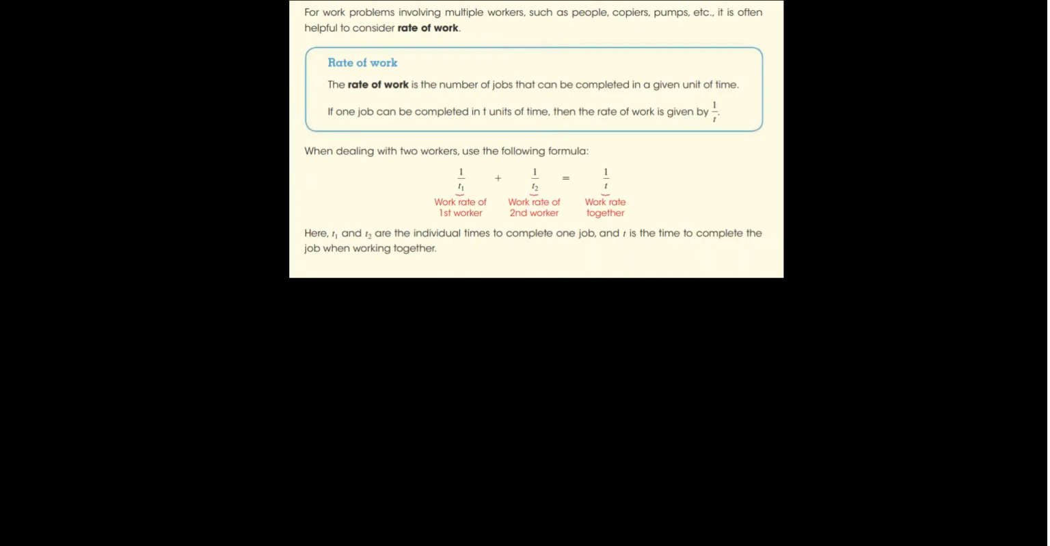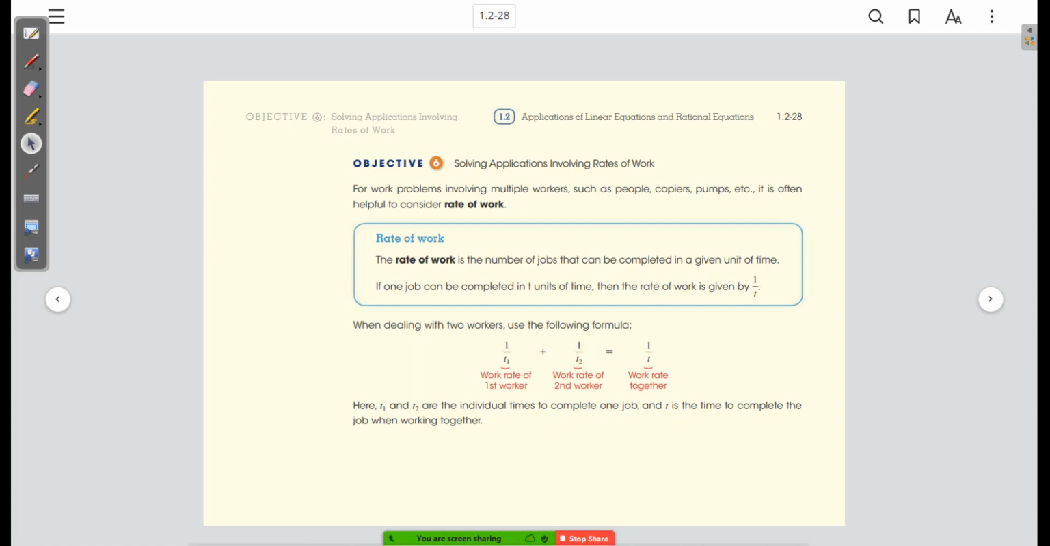And the formula is simply 1 over t sub 1, so it's going to be the work rate of the first worker, plus 1 over t sub 2, and that's equal to 1 over the total time T. Here, T1 and T2 are the individual times to complete one job, and T is the time to complete the job when working together. Okay, so let's get an example here.